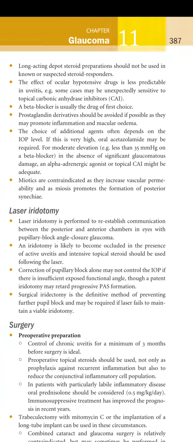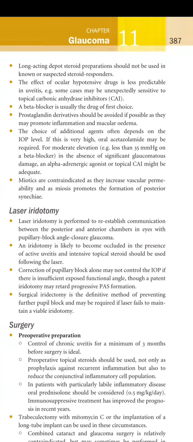A beta blocker is usually the drug of first choice. Prostaglandin derivatives should be avoided if possible, as they may promote inflammation and macular edema. The choice of additional agent often depends on the IOP level. If this is very high, oral acetazolamide may be required. For moderate elevation, less than 35 mm mercury on a beta blocker in the absence of significant glaucomatous damage, an alpha adrenergic agonist or a topical carbonic anhydrase inhibitor may be adequate.